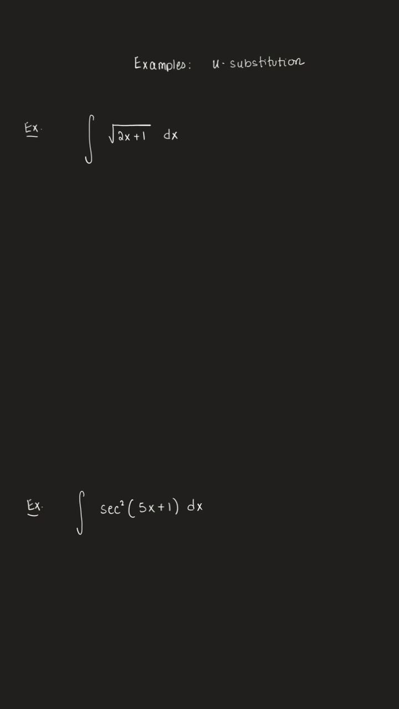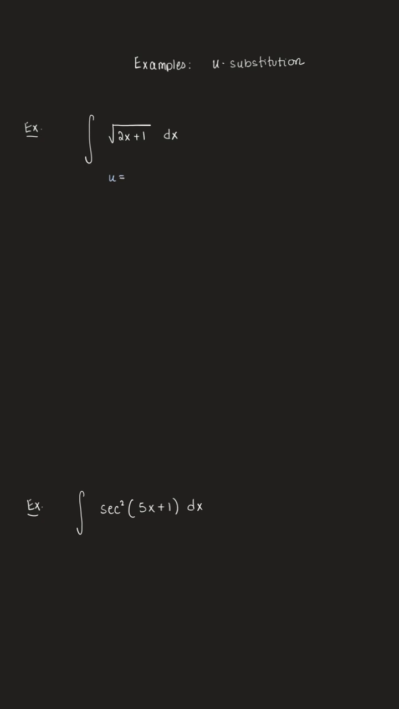Okay, so here are a few additional examples on u substitution. So let's look at the first one, the integral of the square root of 2x plus 1. And the first question that I ask myself is whether I see a composition within the integrand function. And I do. I see that 2x plus 1 is the inside function of the square root function. So that is a good candidate for assigning to u.